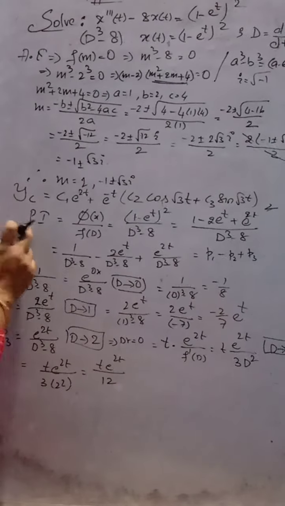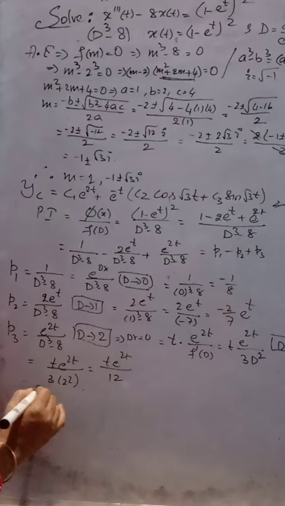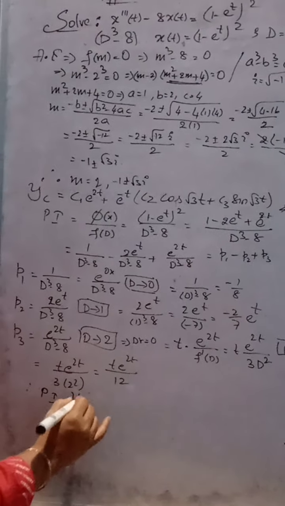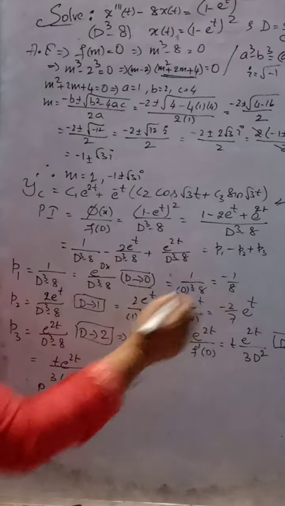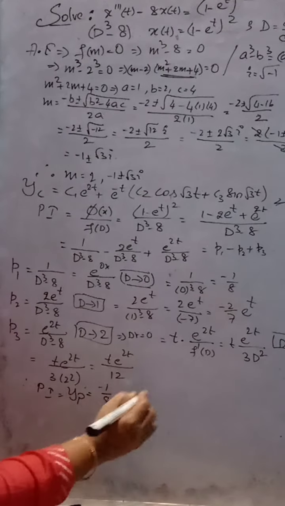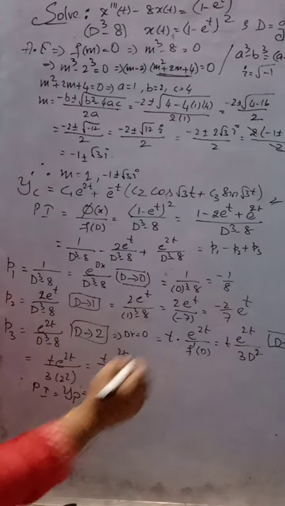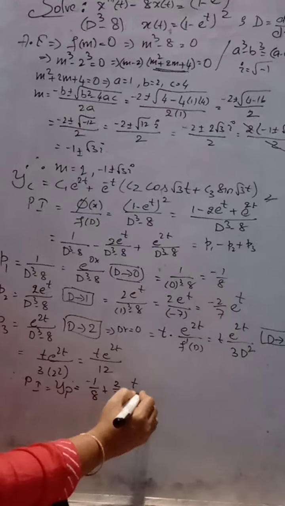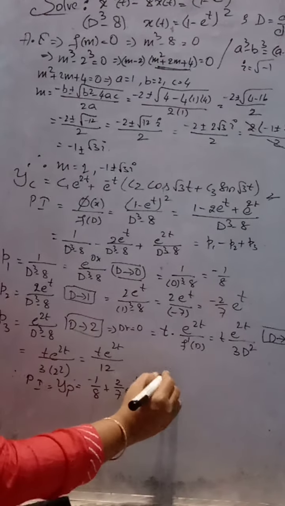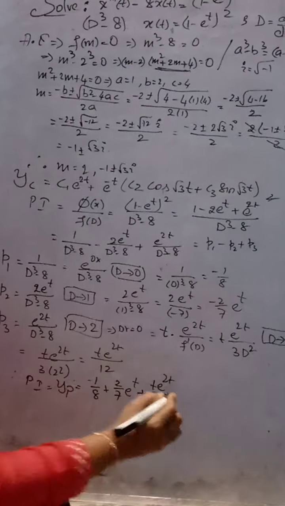Now let us come back to the particular integral. Therefore, PI, which is given by yp, is equal to P1 minus P2 plus P3. So what is our P1 value? Minus 1 by 8, minus P2 is minus 2 by 7, which is going to become plus 2 by 7 e power t, and then plus t e to the power 2t, the whole divided by 12.